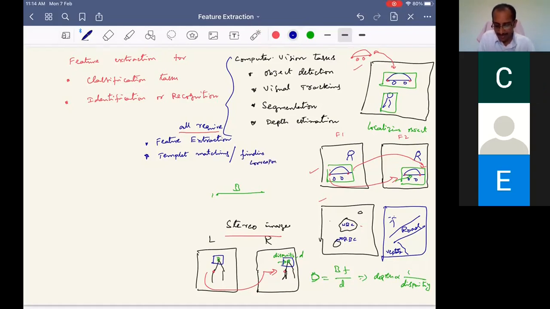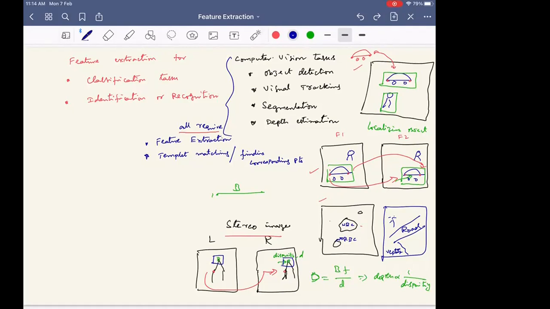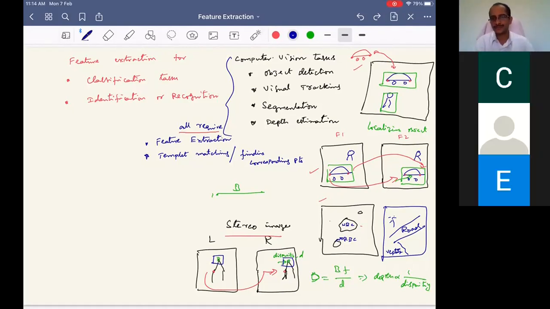I hope you understand what is meant by corresponding points. Yes or no? So what is the difference between template matching and finding corresponding points? Can one of you tell, just for the confirmation? What do you think is the difference between them? In template matching, we match each and every point, but in finding corresponding points, we just have to focus on some particular points. Very good. Like region of interest. Correct.